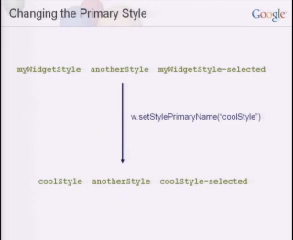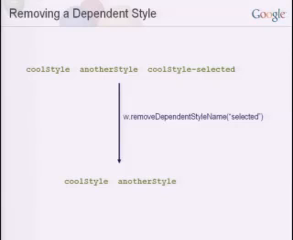For example, this is what you had before, and then I call widget.set style primary name, and I say I'm going to call it cool style. Well, first it changes the primary one, that's obvious. The other style stays the same, and then my widget style dash selected becomes cool style dash selected. It updated the actual dependent style name. And you can remove a dependent style. So say I want to remove that style. I just say w remove dependent style name selected, and cool style dash selected goes away.